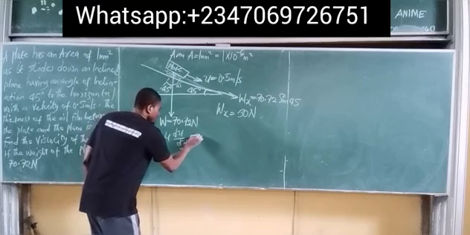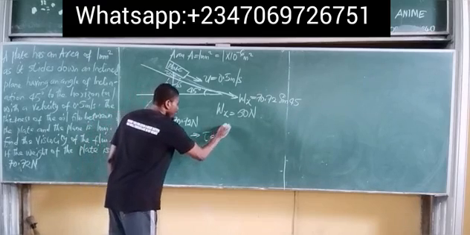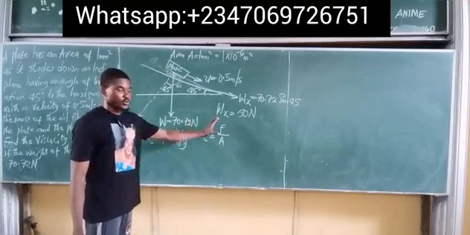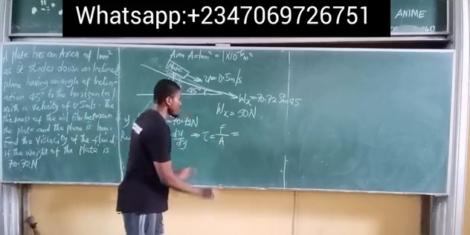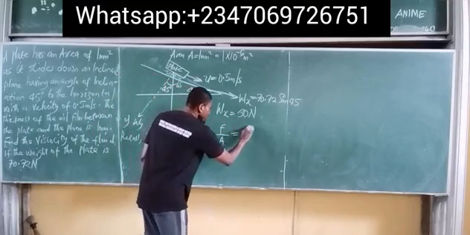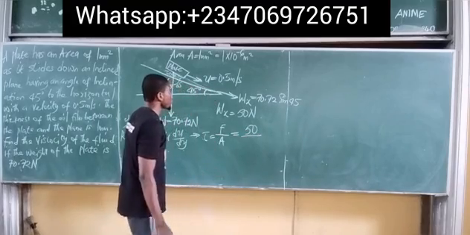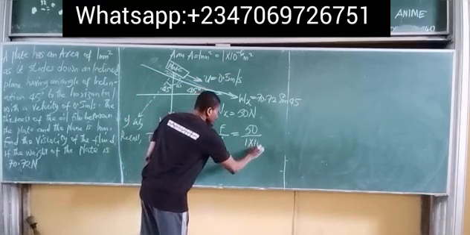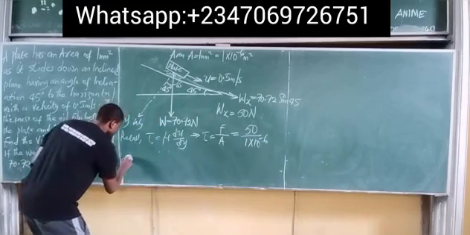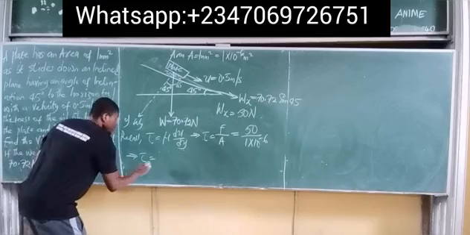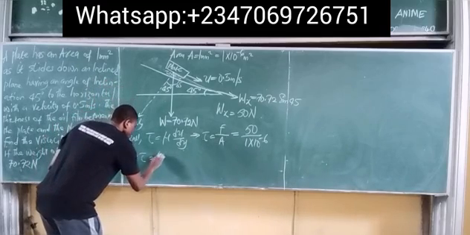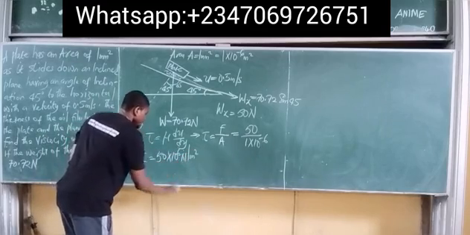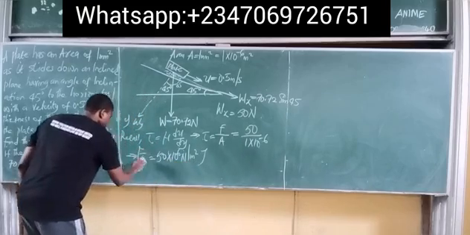But not forgetting, shear stress itself is actually force all over area. The force in this case is the weight in the direction of motion, which is 50 newtons. We simply have 50 all over the area of the plate, which was given as 1 by 10 to the power of minus 6. So this implies that the shear stress is equal to 50 by 10 to the power of 6 newtons per meter square. So this gives us the value of the shear stress. Keep it aside.